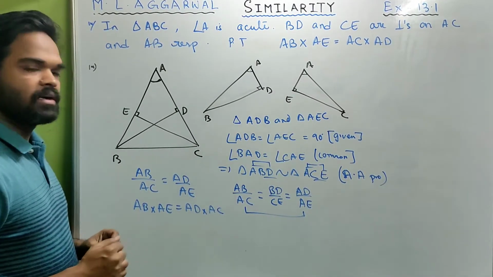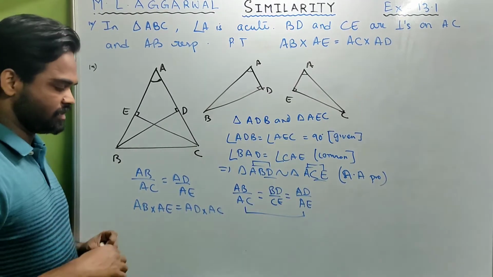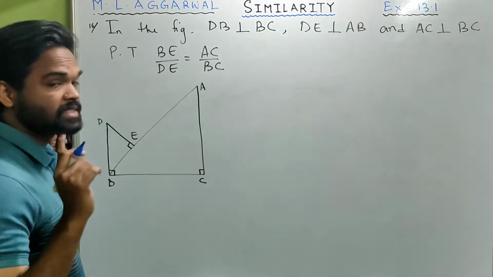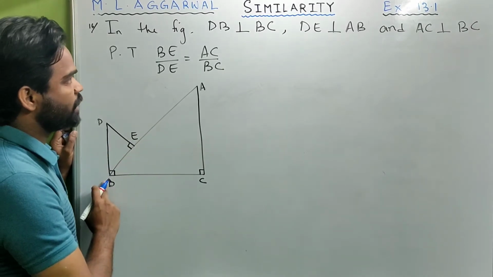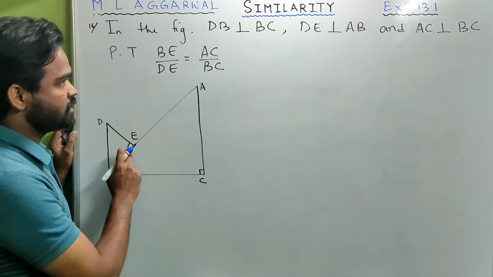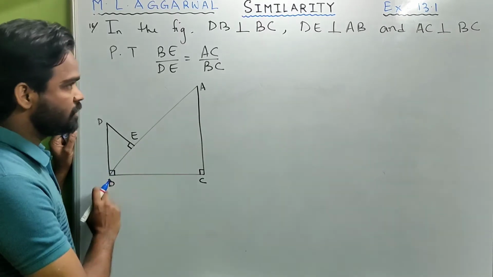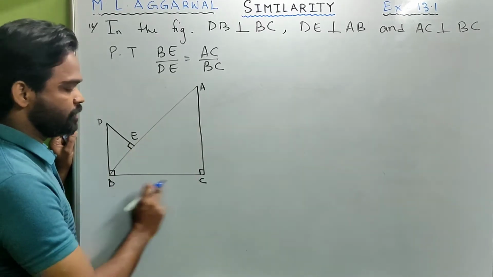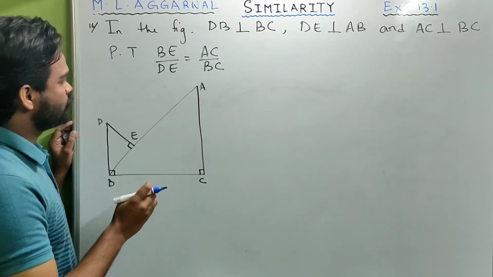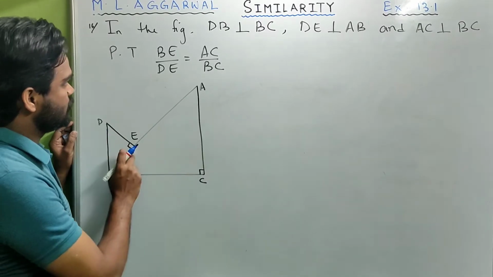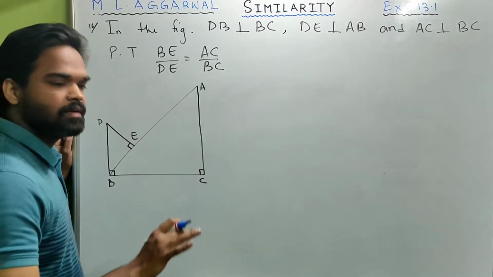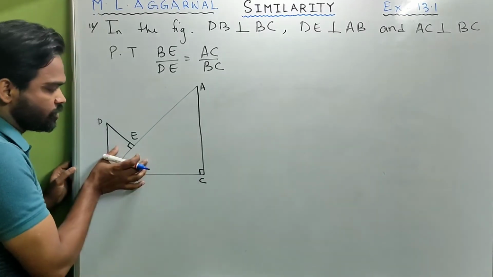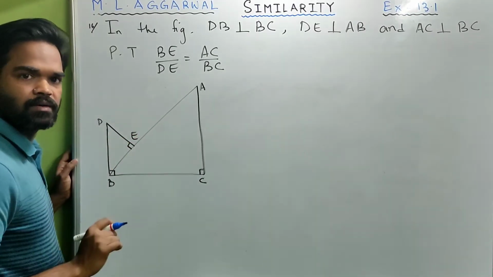Okay. Now let us look at the next sum. Now look at sum number 16. In the figure, DB is perpendicular to BC, DE is perpendicular to AB, and AC is perpendicular to BC. You can see the figure. Prove that BE by DE is equal to AC by BC. Very easy. You just need to prove that these two triangles are similar, and the work will be done.